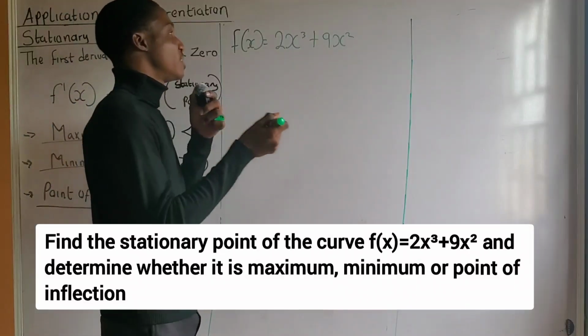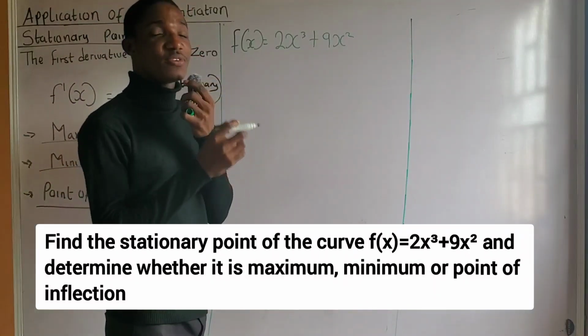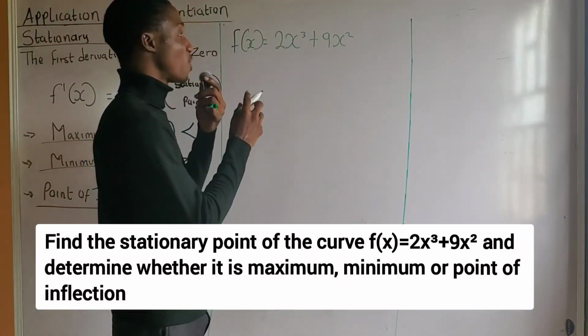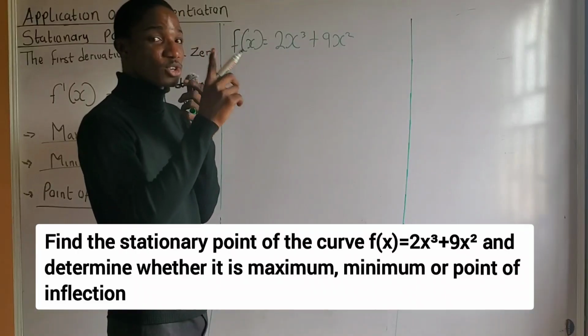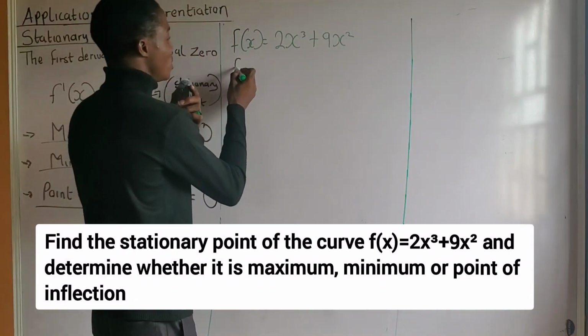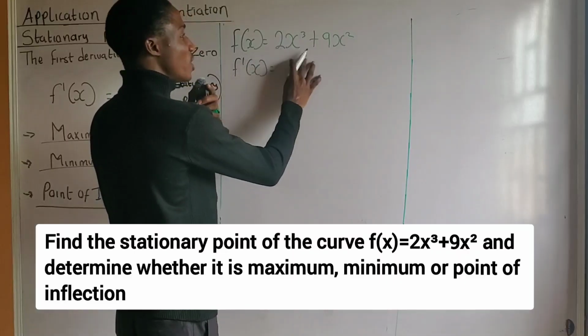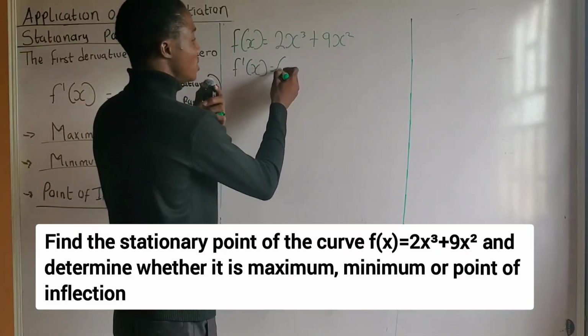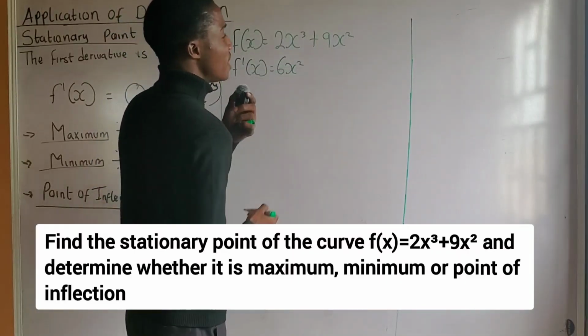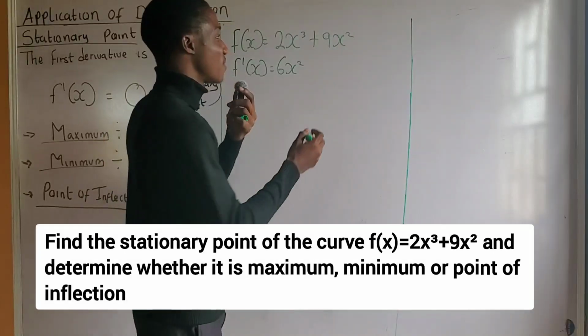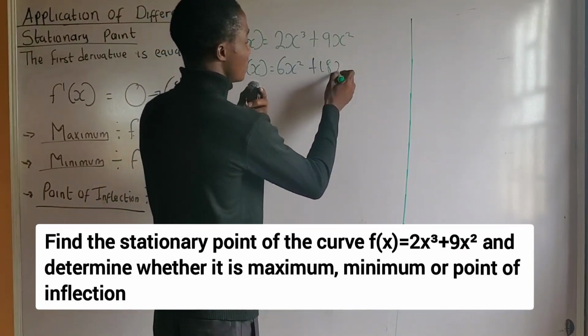Now, let's start. The first step is that I have to take the first derivative of this function. That is, I have to differentiate the function. So, the derivative of f of x will be equal to: differentiate 2x to the power of 3, you're going to have 6x squared. Differentiate 9x squared, you're going to have plus 18x.